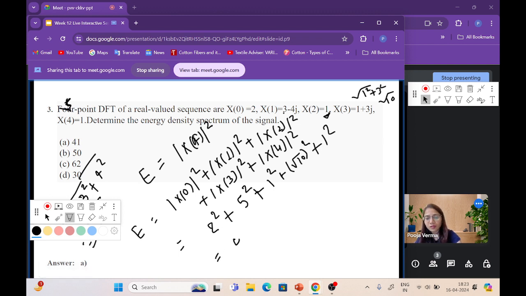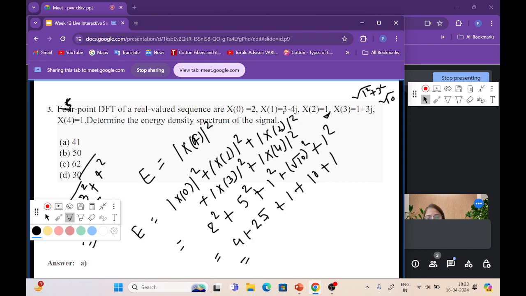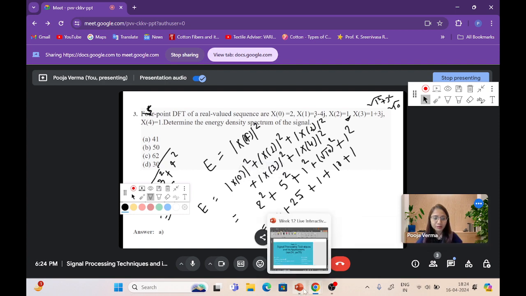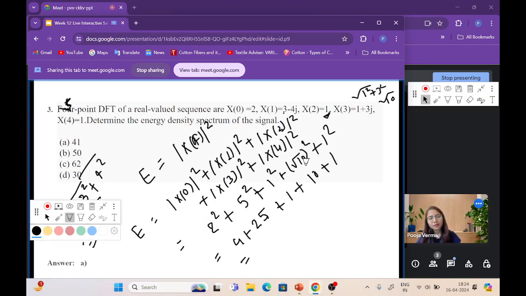So how much is it? 4 plus 25 plus 1 plus root of 10 whole square is 10 only, and plus 1. Yeah, correct, 41. If you add all those things, it will come 41. Okay, so the correct option is option A, that is 41. Okay, so I hope all of you understand this question. So moving to the next question.